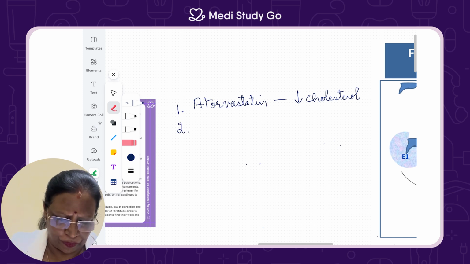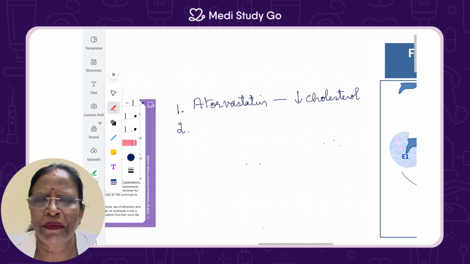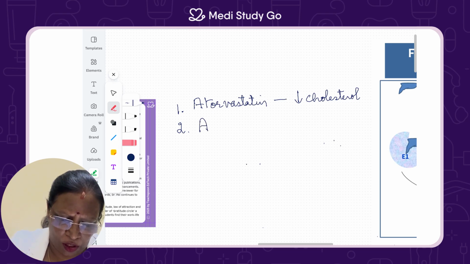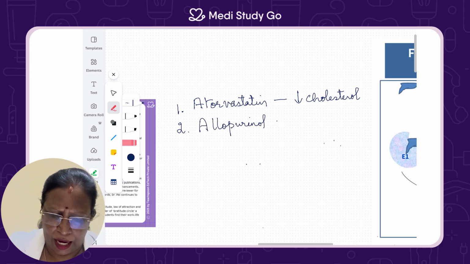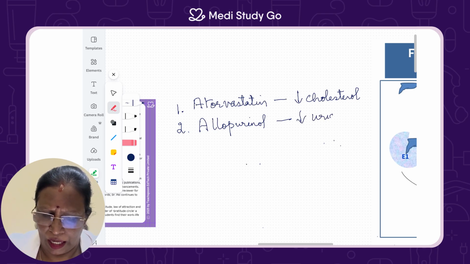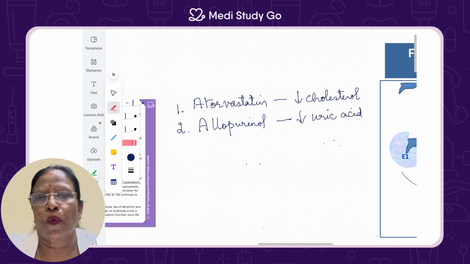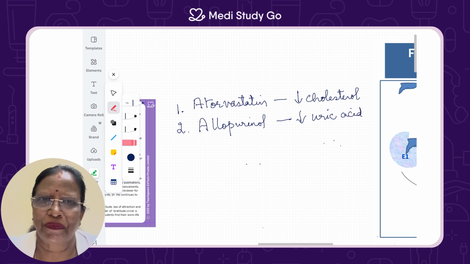Second case scenario, a 45-year-old gentleman with a history of increased serum uric acid levels came to the hospital with a highly inflamed, painful greater toe. Since he already had a history of increased uric acid levels, the doctor prescribed for him a drug called Allopurinol. And gradually, within a few weeks, his uric acid levels came down and the inflamed toe and the pain subsided.